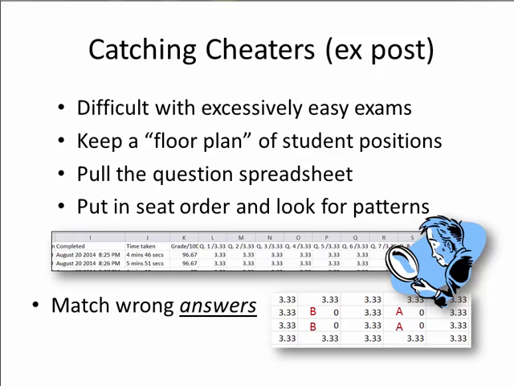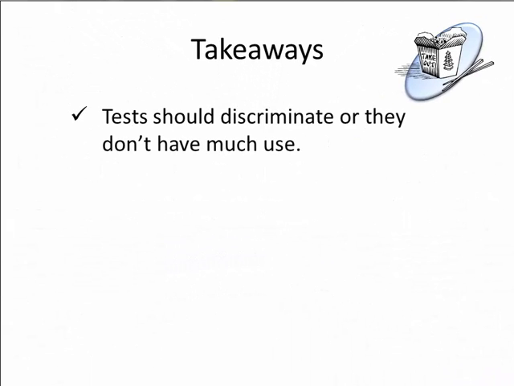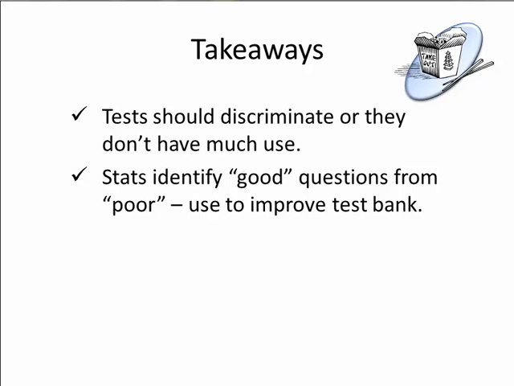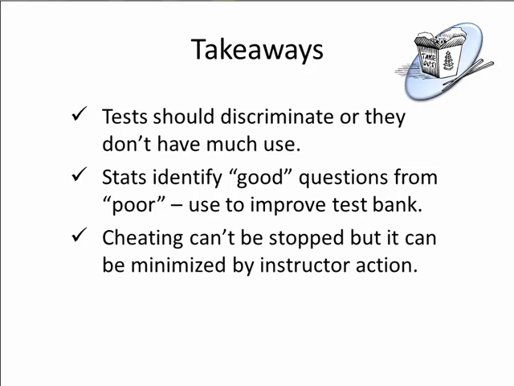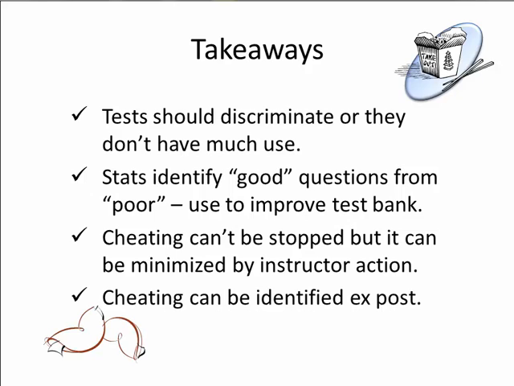Our takeaways for this session are to remember that the sole purpose of a test is to discriminate between strong and weak performers, not merely to add points toward a course total. The embedded statistics within Moodle allow instructors to improve their test banks and therefore their exam discrimination by evolving the test bank over time. While cheating itself is a fact of life, instructors can take actions that make it more difficult on the student to do so and therefore reduce the number of instances in their classrooms. Cheating can be identified after the fact, but it requires that instructors develop discriminatory tests and that they keep track of where students were seated during the exam.